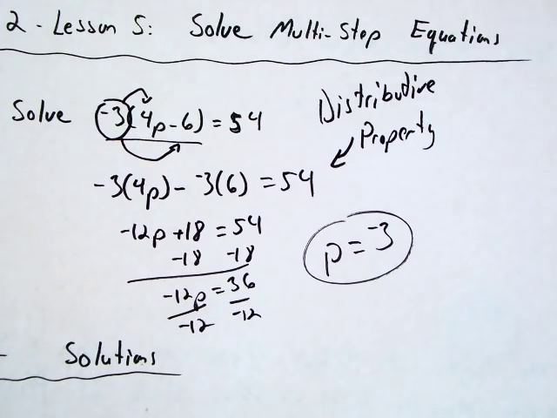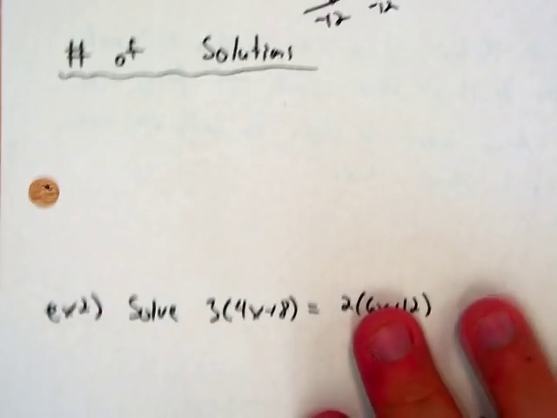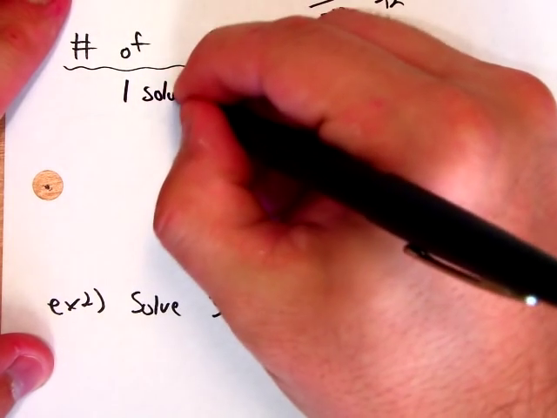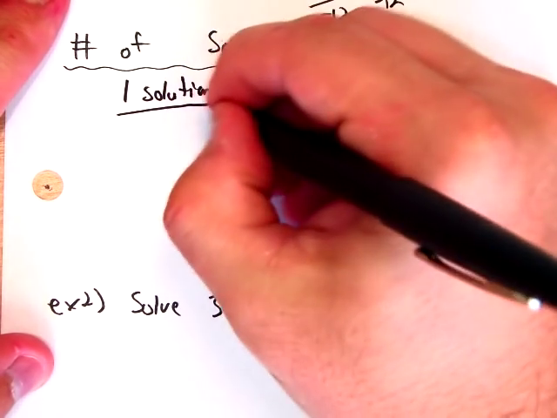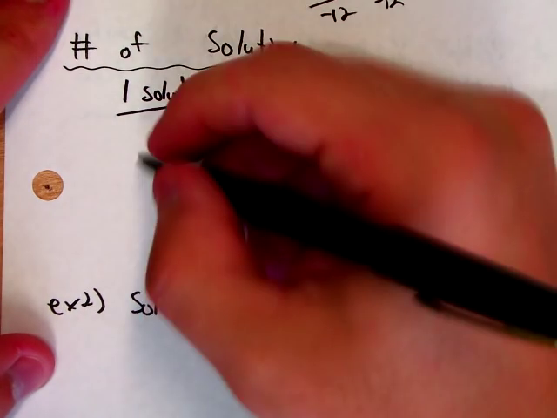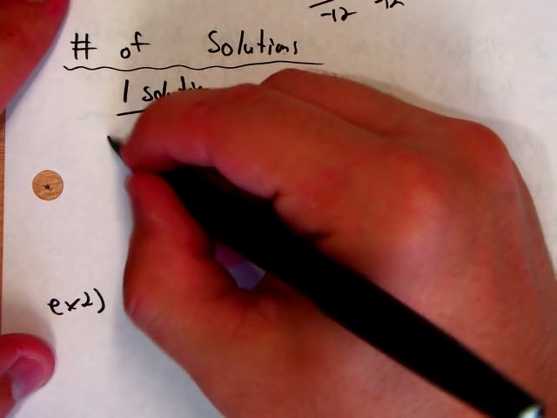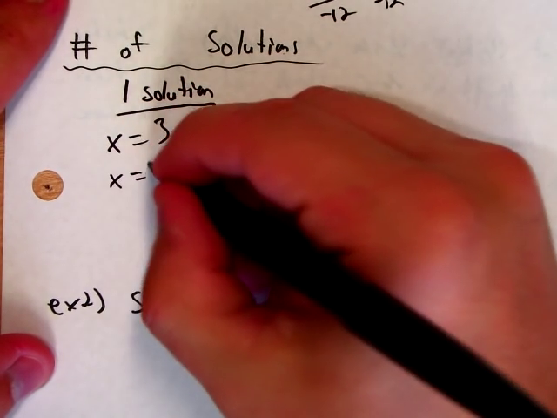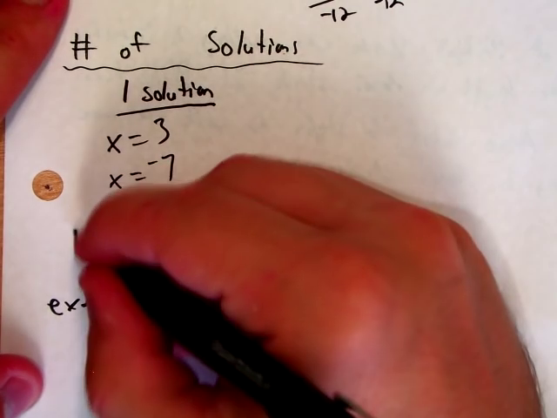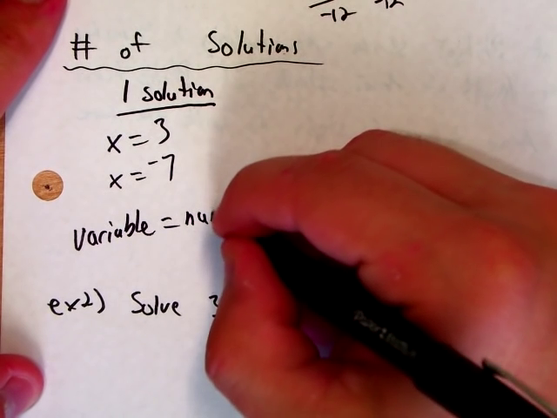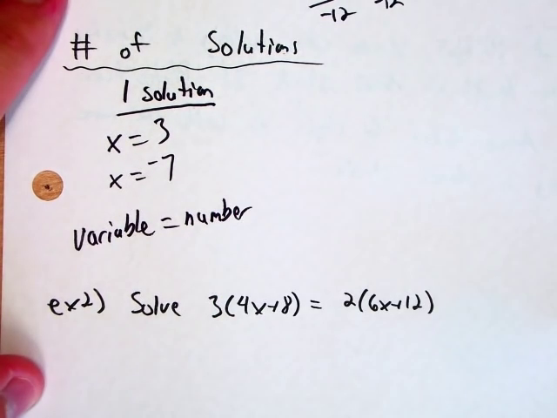So now that we've seen that, let's talk about different numbers of solutions. Most of the time, we've always had it where we've had one solution. And most of the time, we are looking at something along the lines of x equals 3, or x equals negative 7, where we have a variable equal to a number.